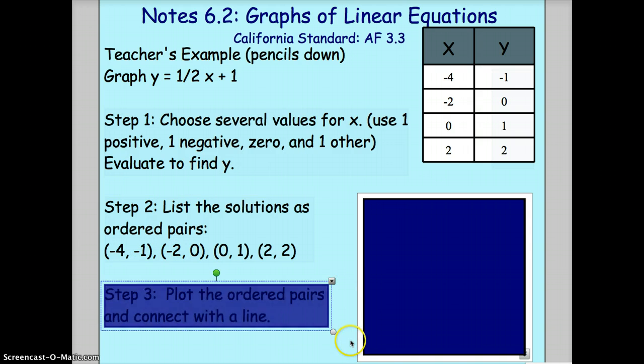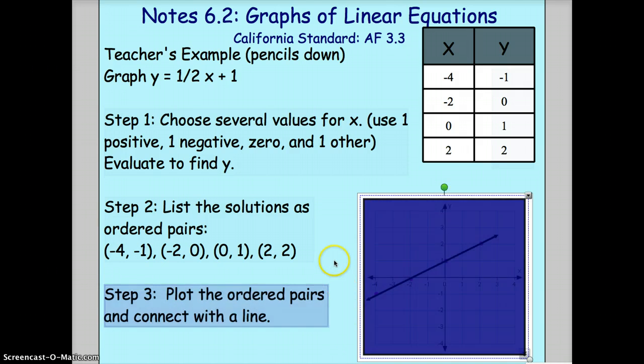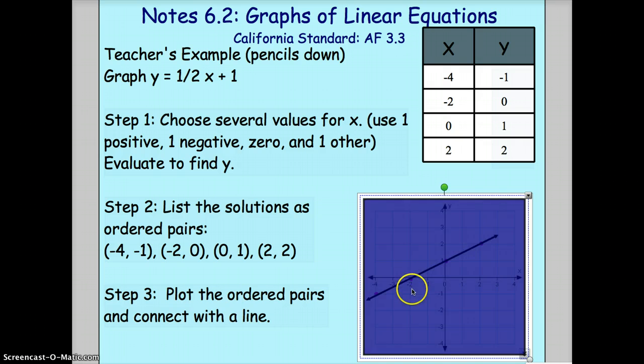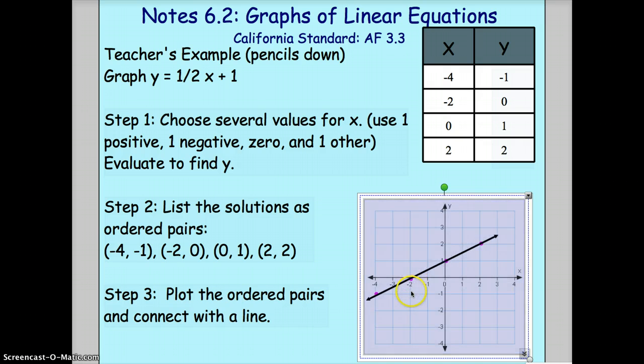And finally, I can plot my points and connect them with a line. So you can see I've got my points here in pink, and I've connected them with a straight line. They do form a straight line, so that means I've done all of them right. What you want to be aware of is if you have one point that's way down here, you know you've done something wrong on that particular point, and you want to go back and double check.